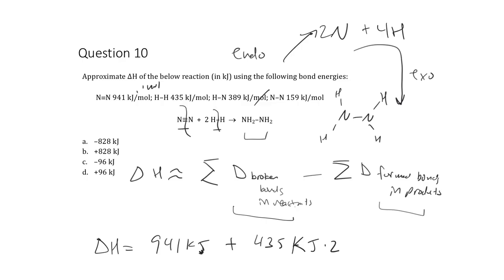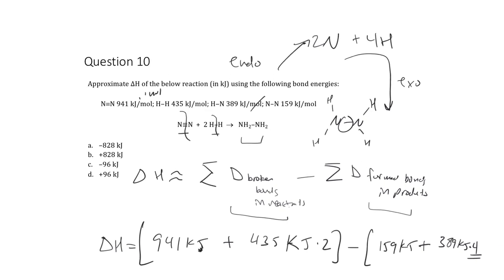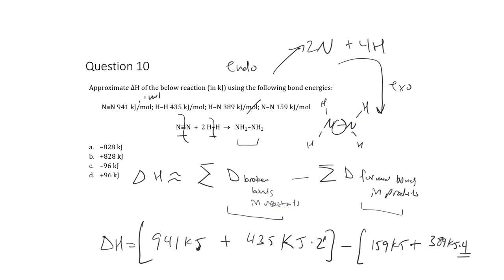We add those up, and then we subtract the energy that we get back when we make the new bonds. So I'm forming a 159 kJ per mole bond times 1 mole, so I have one of those bonds for the nitrogen bond. And then plus, because I'm summing up the bonds formed, I have 4 NH bonds, which are 389 kJs each, times 4 for those 4 bonds. I'm just canceling out the mole in our head without writing out the per mole.